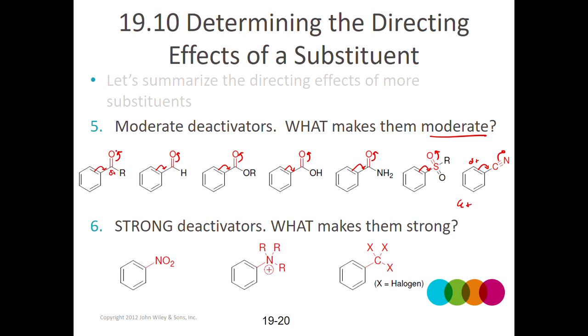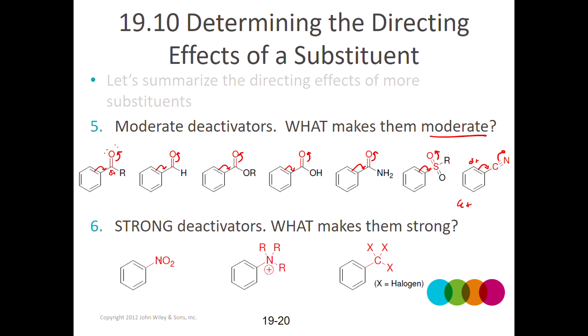These are all minor resonance contributors. Right? C=O double bond, for the most part, the electrons don't shift up to the oxygen. It's a minor resonance contributor. So it occurs, but in a minor way. And so it doesn't create a huge amount of positive to pull the electrons out.